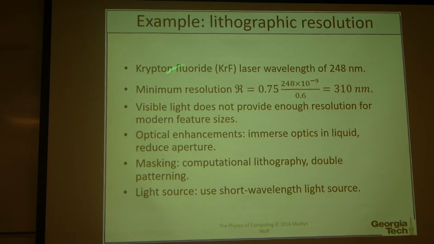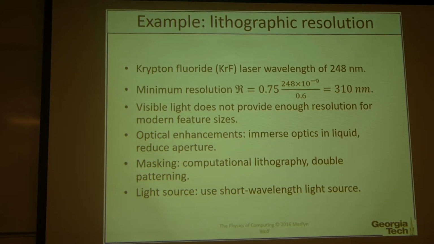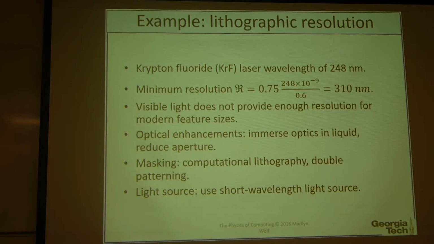These are mostly UV light. For the visible light we are able to see, they cannot be used for the CMOS process because it has too large wavelengths for modern feature size. There are a couple of techniques that we can improve the resolutions further.